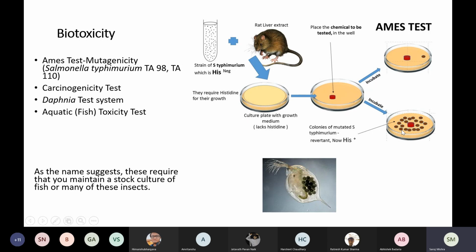The colonies grow because mutations have occurred due to this chemical, as a result of which the gene coding for that particular defective enzyme, which is part of the histidine biosynthetic pathway, also mutated back. Let us say it was gene A in the histidine biosynthetic pathway, which reverted back to a normal protein, as a result of which it no longer requires histidine. Therefore, it is able to grow on a histidine minus plate.